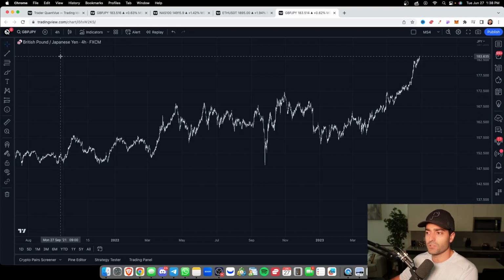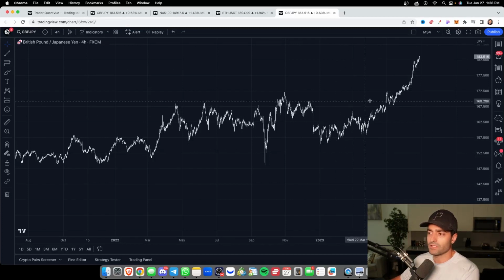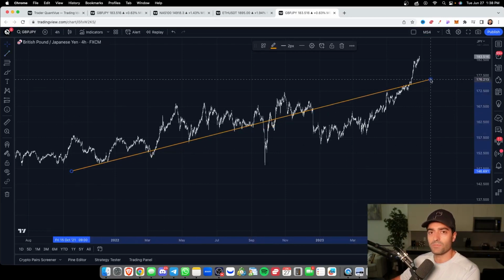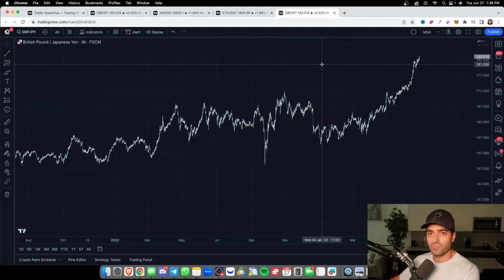So I've got an example chart here, the pound yen 4-hour chart. The first thing that we do before throwing any of our indicators on our chart is to identify the overall trend. Obviously, you can see that we are in a clear uptrend on this particular chart, and that's going to provide a nice foundation for what we're going to show you in this video.